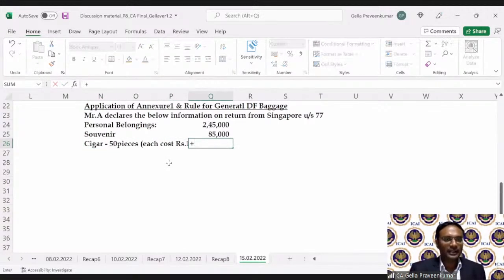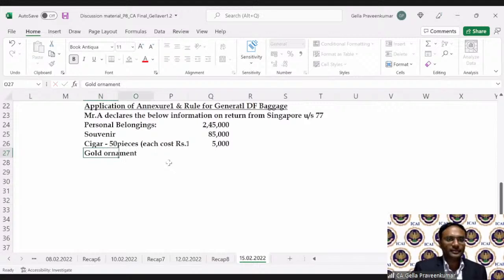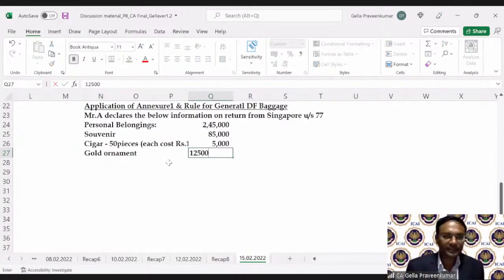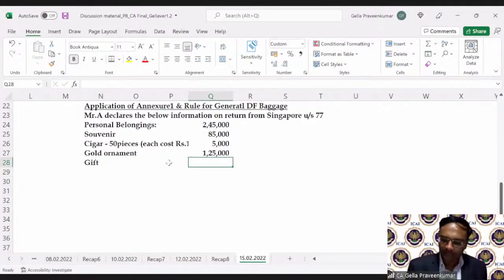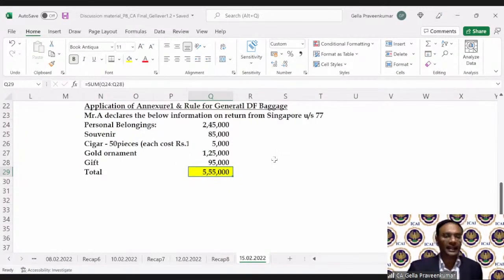Now, value of that 100 rupees into 50. Then he also makes a declaration that ornament, gold ornament, rupees 1,25,000. Gift 95,000. Now, this is a total. So when you have this amount, you have to examine your general free baggage, which is permissible under Rule 3, Rule 4, Rule 6, read with Annexure 1.